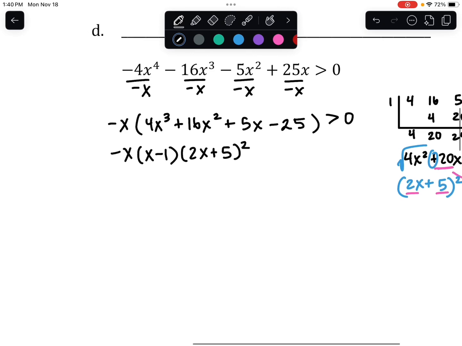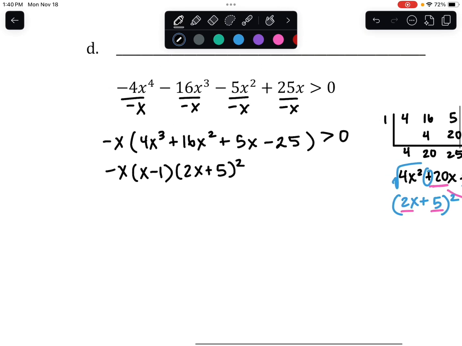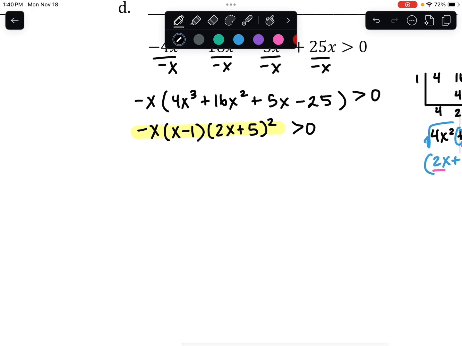Don't forget the square because we have a degree 4 polynomial. And so I'm going to highlight that. We're going to use it for our point testing. And then bring back the inequality greater than 0. Okay, so our x-intercepts, we have x equals 0, x equals 1, and then x equals -5/2.